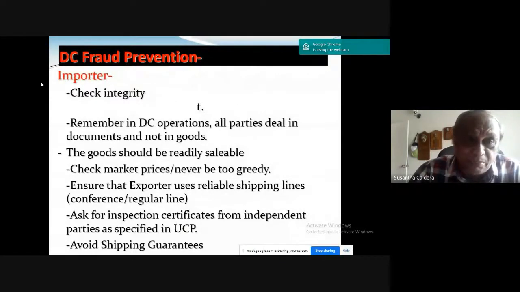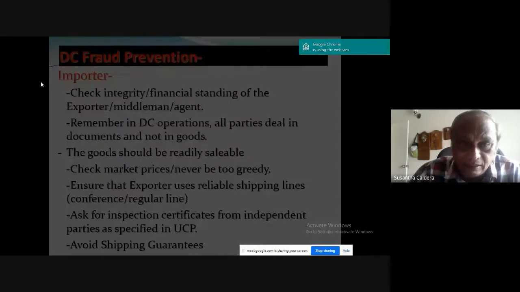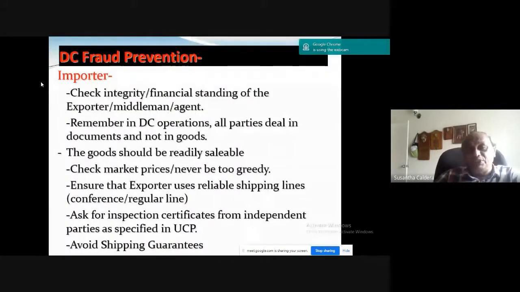DC fraud prevention. The importer can check the integrity or financial standing of the exporter or the middleman or the agent. Remember, in DC operations, all parties deal in documents and not in goods. That's what had happened to my customer. I'm dealing only with his documents. Documents perfect.